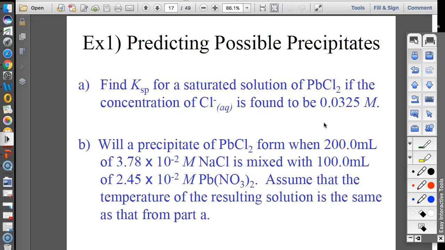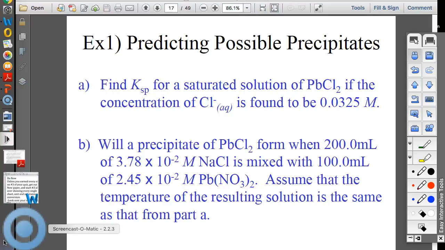Find the Ksp for a saturated solution of lead(II) chloride if the concentration of chloride is found to be 0.0325 molar. That means in the bottom row of the ICE table, the value for chloride is 0.0325. Can you conceptually follow me there? If you can't, this is what you do if you don't know how to do something. When in doubt, mole it out. Is going to moles going to help me? Can I even go to moles? No. Put it on ice. That sounds like a really good idea.